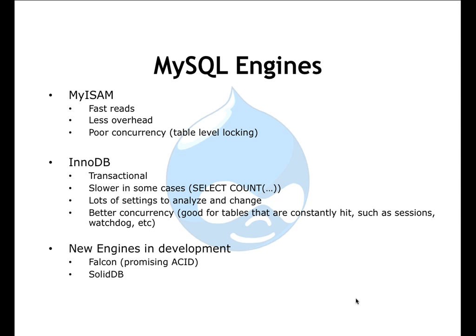MyISAM is faster for reading. There's typically less overhead, and usually it runs fairly well right out of the box. But it has very poor concurrency, so you might have table-level locking happening on the site. So if multiple people are trying to write to the database at the same time with the same query, it might start falling apart. And with InnoDB, it has much better concurrency, but it is slower in some cases.